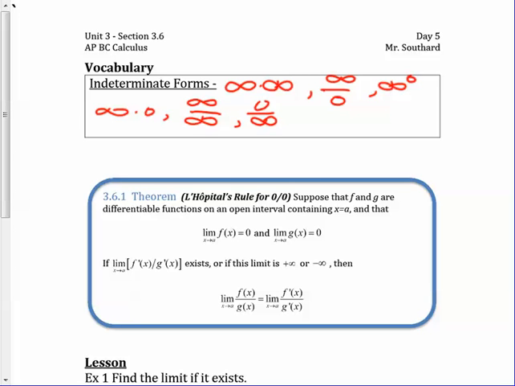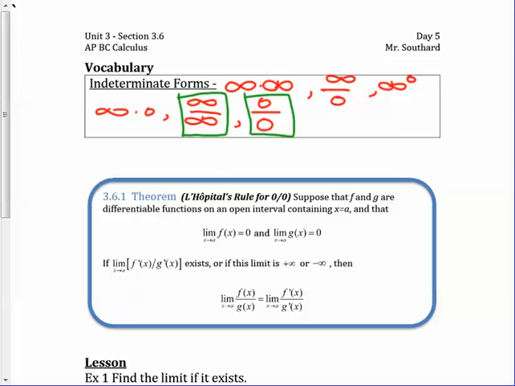Okay, just to list a few indeterminate forms. And the two indeterminate forms that we're going to be concerning ourselves with the most are infinity over infinity and 0 over 0. Okay, so L'Hopital's rule is a rule that lets us recalculate a limit if we initially get an indeterminate form.